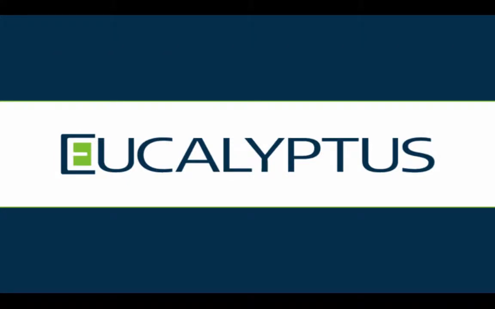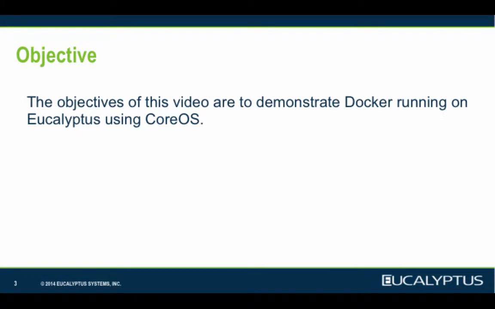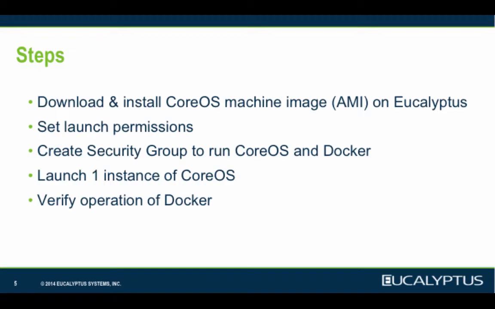Hello, in this video we will demonstrate Docker running on CoreOS as an instance in Eucalyptus. The prerequisites are to have a running Eucalyptus 4.0 cloud, and we have other videos to show how to use the Eucalyptus Fast Start installer to quickly install a Eucalyptus cloud. Additionally, we will use wget and bunzip2.